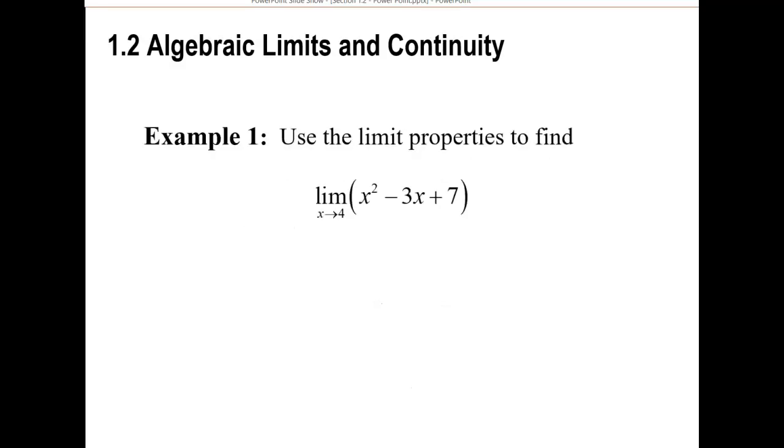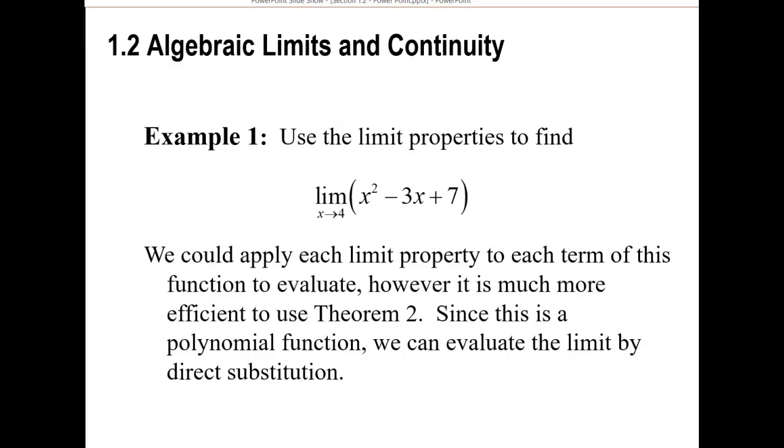All right, so use the limit properties to find. The directions say to use limit properties, but we're going to actually use the theorem because it's a little bit more efficient. Limit as x approaches 4 of x squared minus 3x plus 7. So we could apply each limit property to each term of this function to evaluate. However, it's much more efficient to use theorem 2.